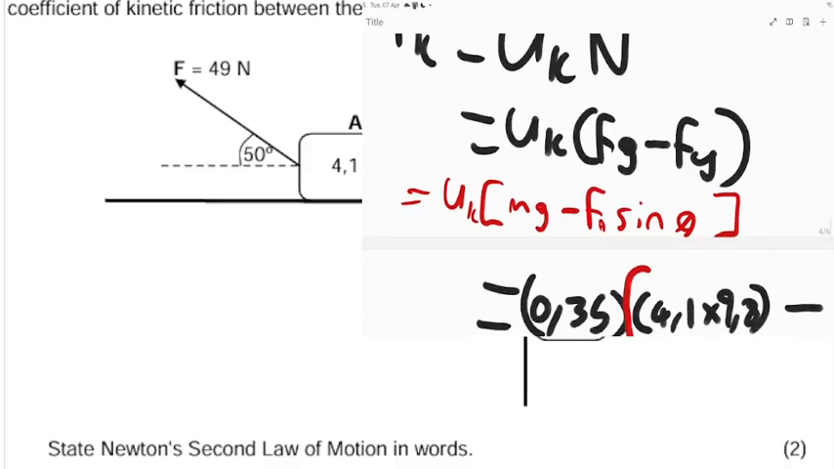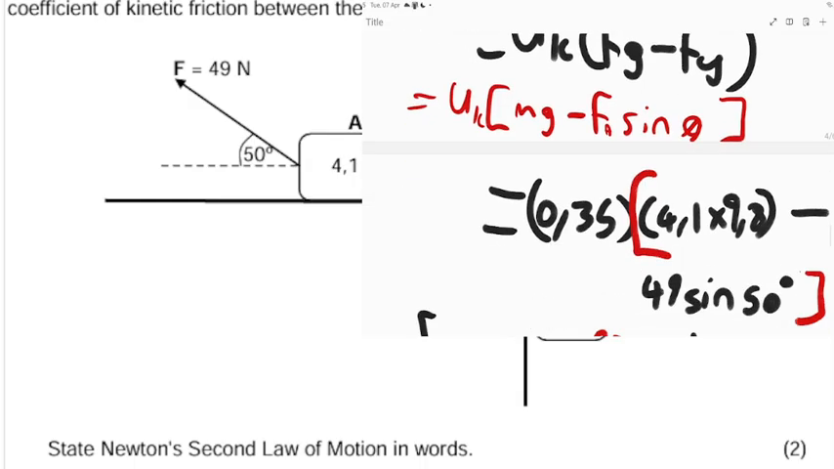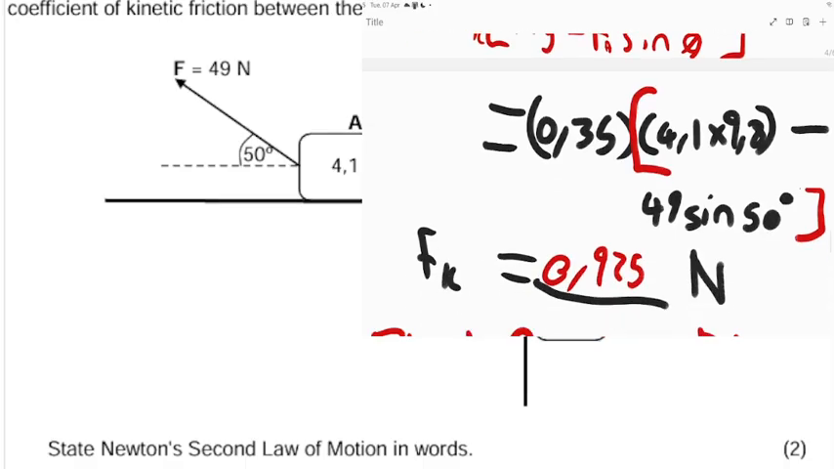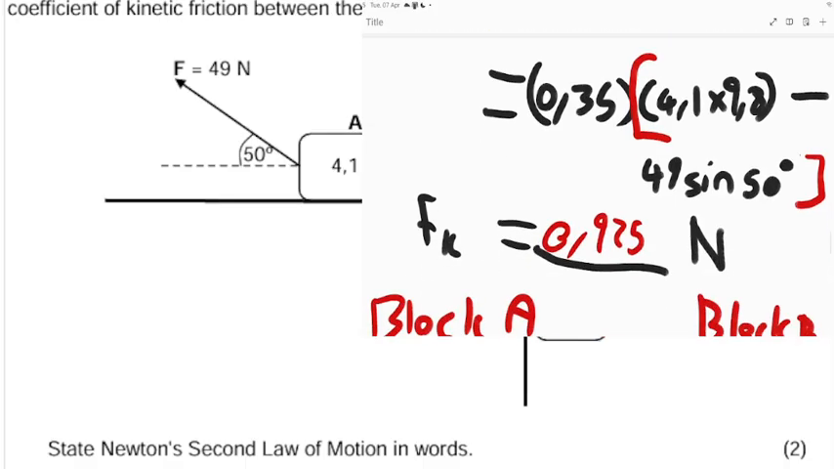Then this is why I substitute my UK. My Fg will be mg, my Fy will be Fa sine theta. Then all I have to do is substitute. 0.35 multiplied 4,1 times 9,8 minus 49 sine of 50 degrees. That will be 0.925 newtons.